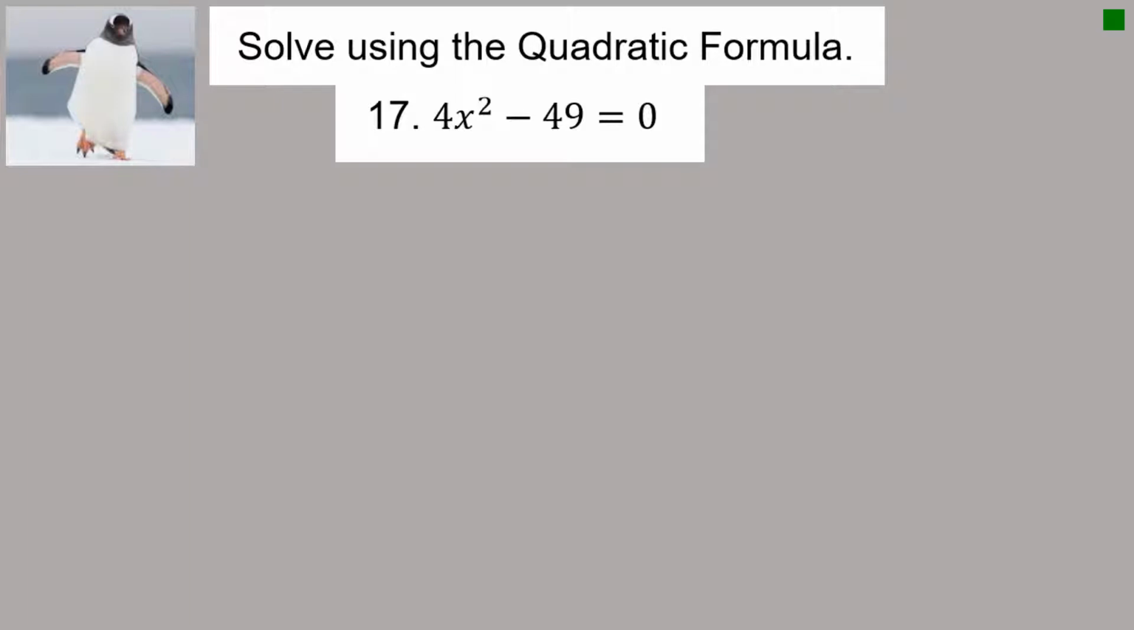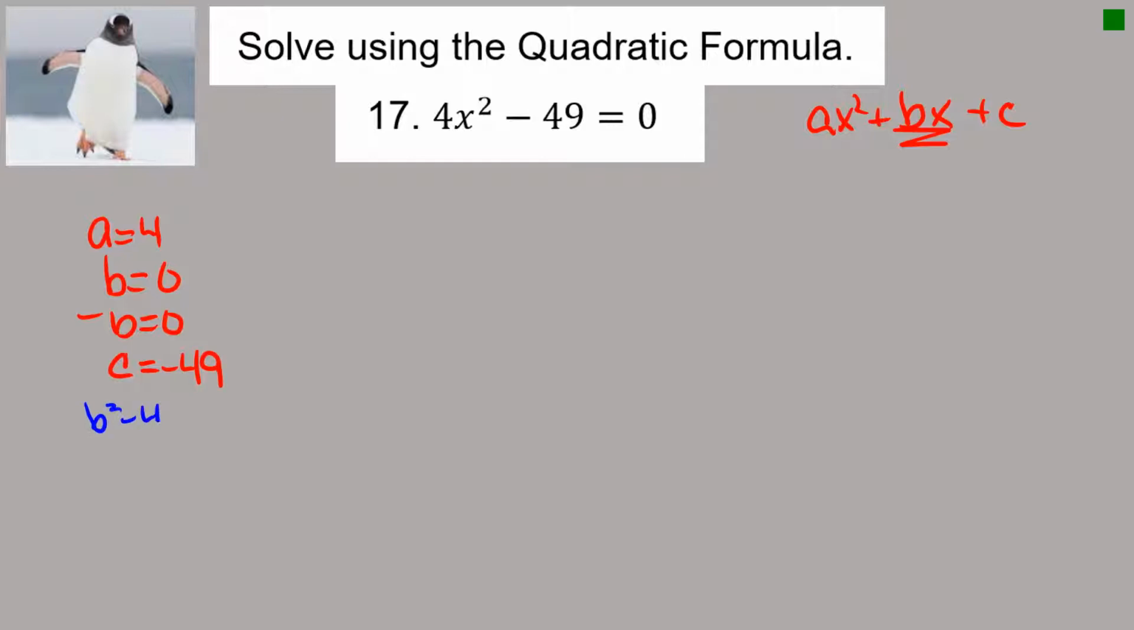All right, woohoo! We're almost done. One more after this one. Solve using the quadratic formula. It equals 0. Now guys, pay attention. A is 4. What is B? Remember, B is the coefficient, ax squared plus bx. It's the coefficient of x. I don't have an x, so B is 0. C is the constant, which is negative 49.